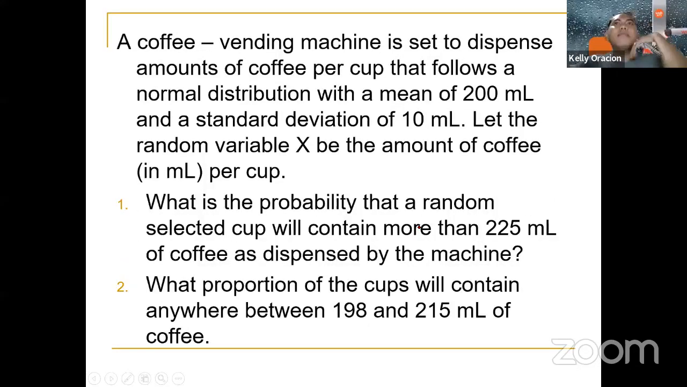Okay, this one. Let's have the real life application. A coffee vending machine is set to dispense amounts of coffee per cup that follows a normal distribution with a mean of 200 ml and standard deviation of 10 ml. Let the random variable x be the amount of coffee per cup. For the first question, what is the probability that a randomly selected cup contains more than 225 ml?